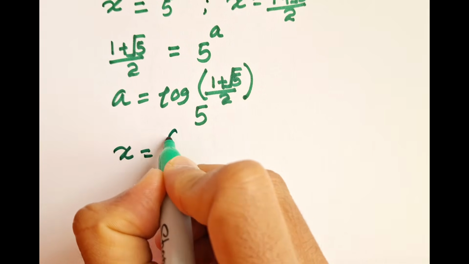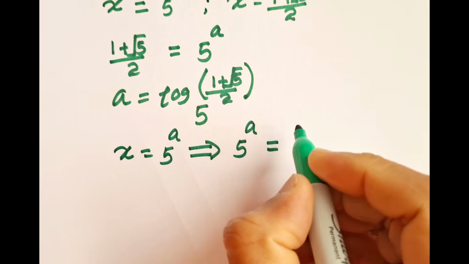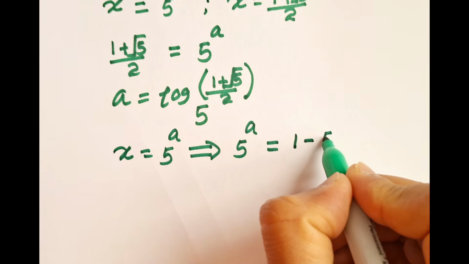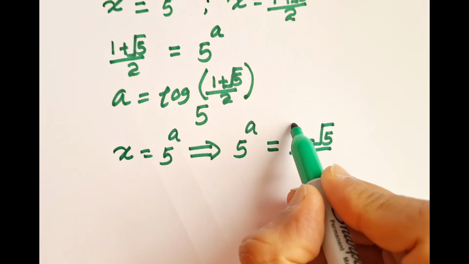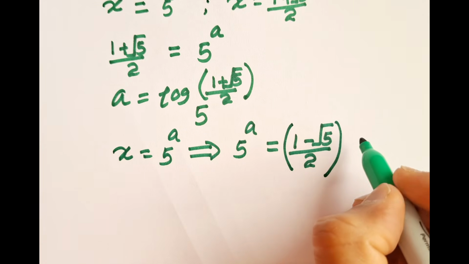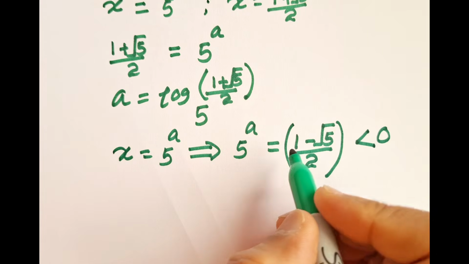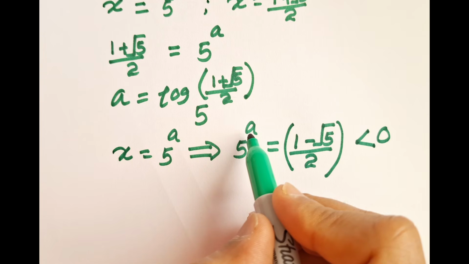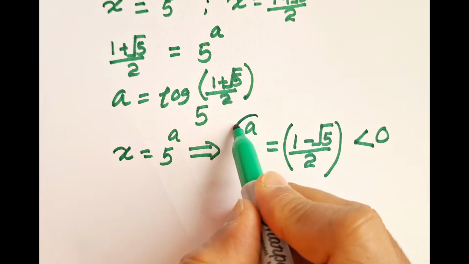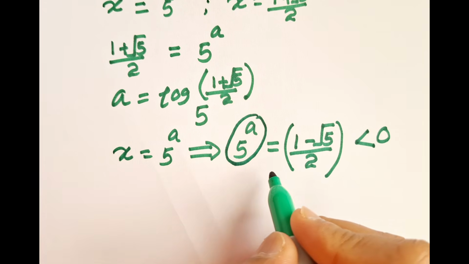Now in case 2, x equals 5 to the power a, so 5 to the power a is equal to 1 minus square root of 5 divided by 2. Here square root of 5 is greater than 1, so this whole value becomes negative. So in this case, there is no real value for a. We know that for any value of a, 5 to the power a is always positive, greater than 0. So it cannot be negative. So there is no real value for a in this case.